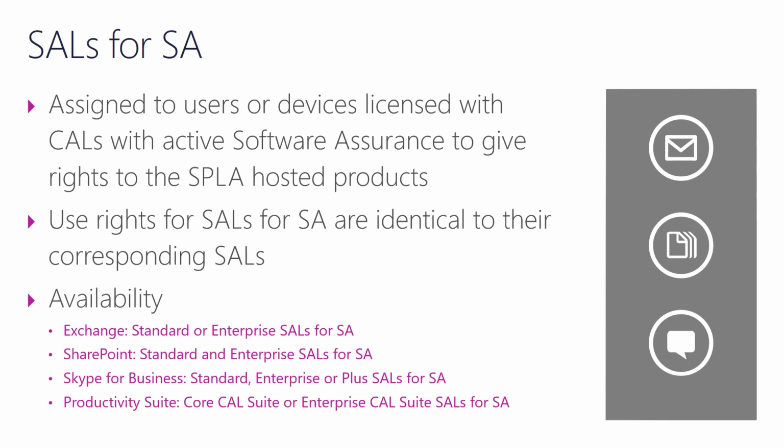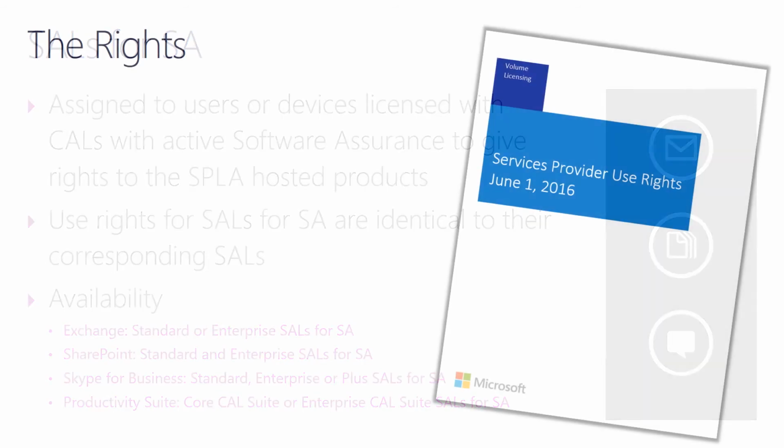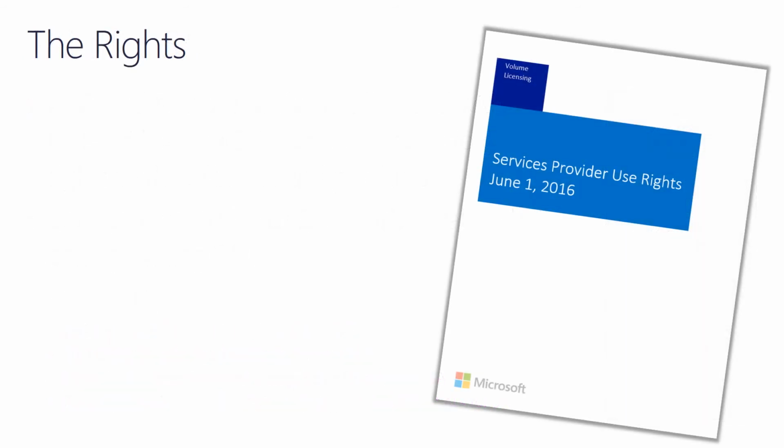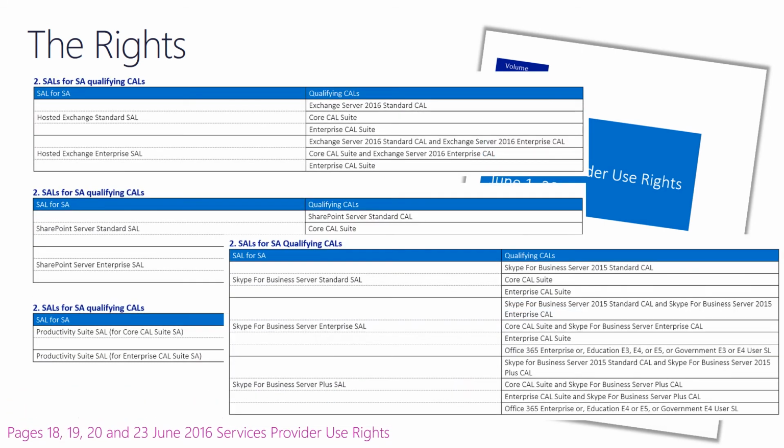And you can see that the three main products are covered and that there are also options for end customers who have the Core CAL or Enterprise CAL suites. So where are the use rights for the SALs for SA documented? This time we turn to the Services Provider Use Rights document, and we can see from these snippets that there are separate sections for all of the different SALs for SA with their qualifying license requirements.